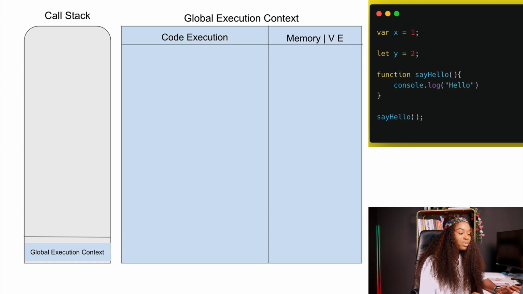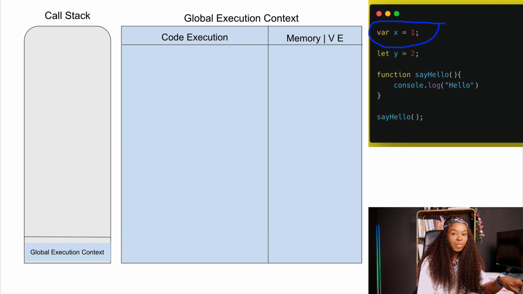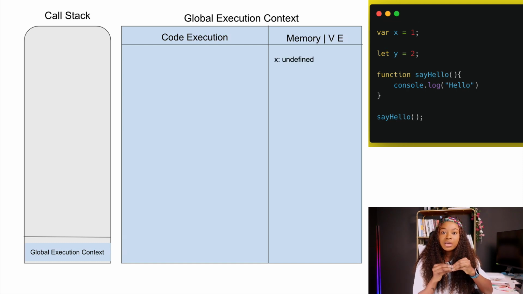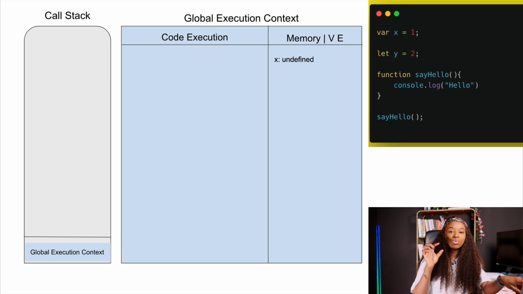So on the first line, we have var x is equal to 1. Now x will be assigned a space in memory, and because it was declared with the var keyword, it will be initialized to undefined.